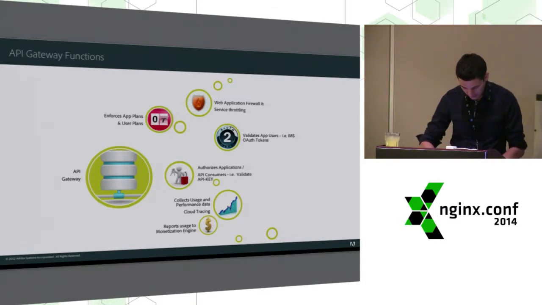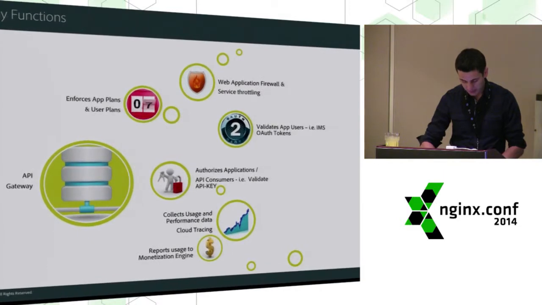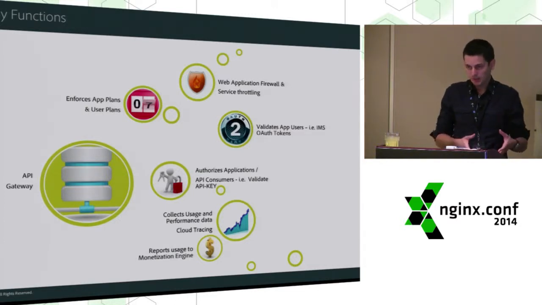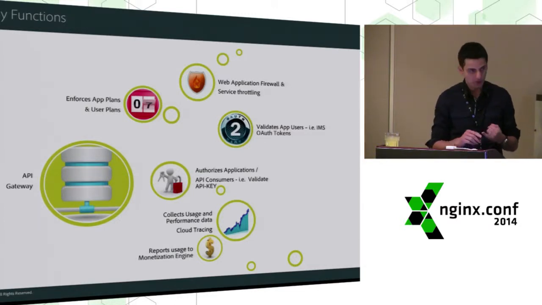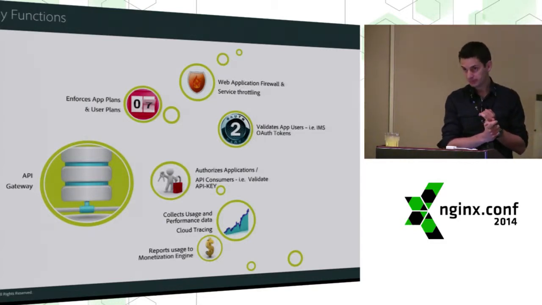I've listed here some of the functions that we have in the gateway. There are some API gateways out there that do a lot more. But by looking at the way that Adobe works, we found out that Adobe uses, of course, only REST, no SOAP for the APIs.